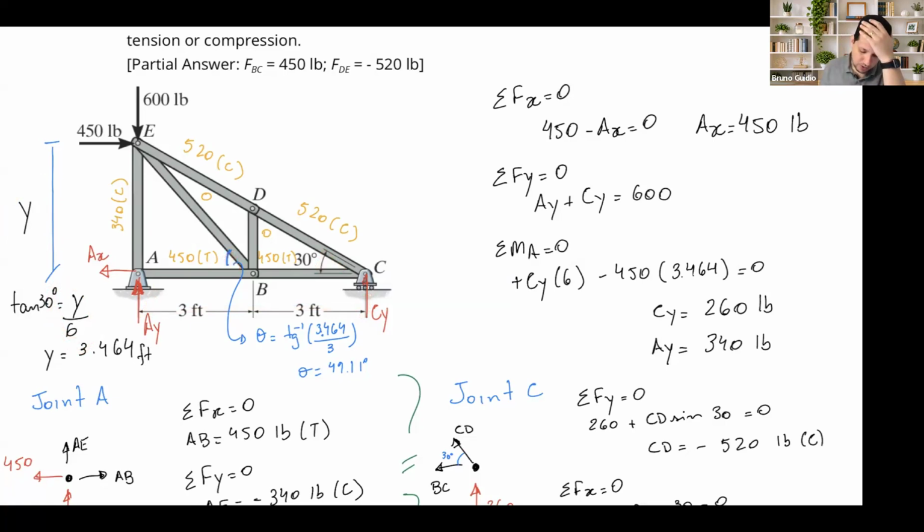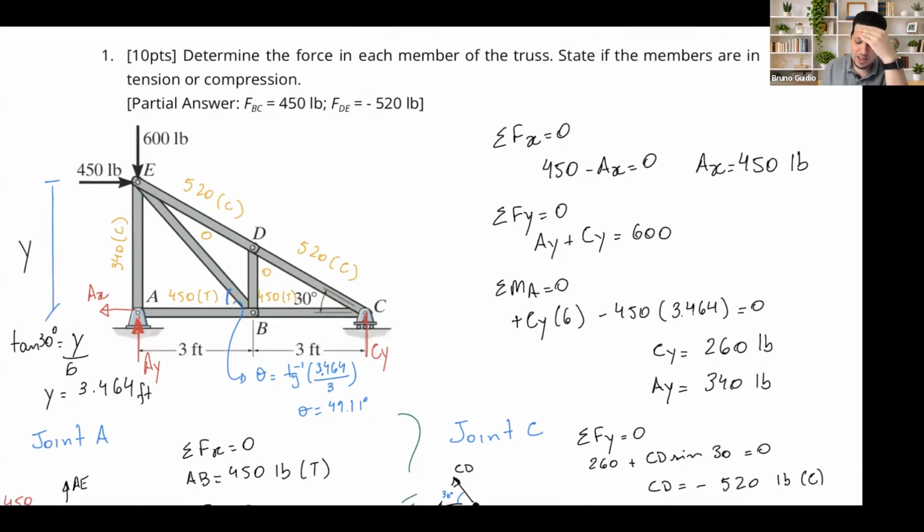If you use the method of joints, which I believe everybody used because I asked for every single member of the truss, which, by the way, I'm not going to ask for every single member in the final exam. I'm going to ask for a few of them. So you can use the section, you can use the joints.